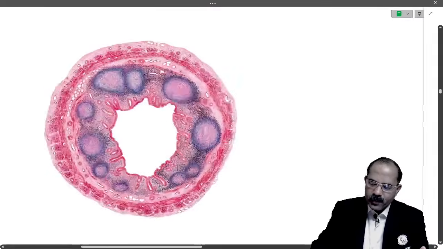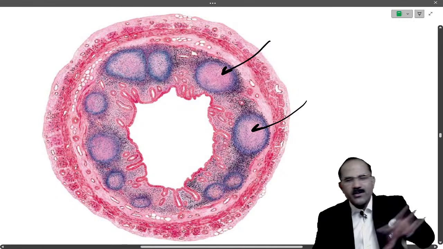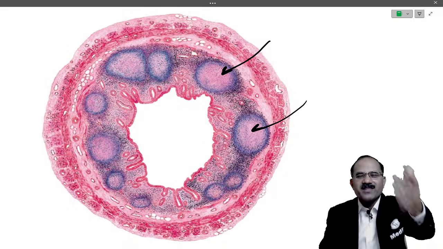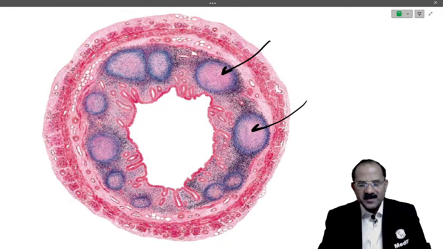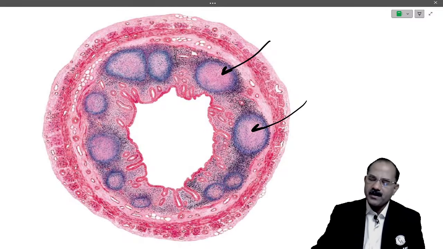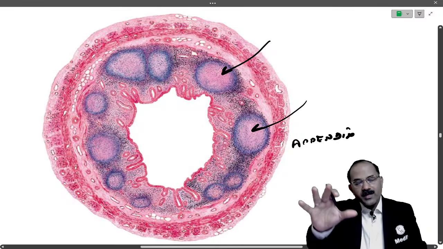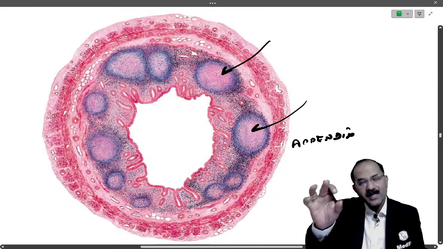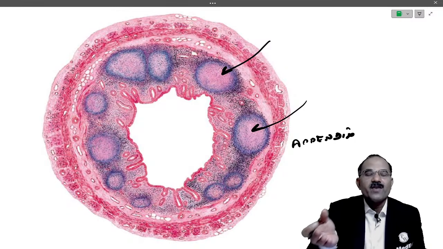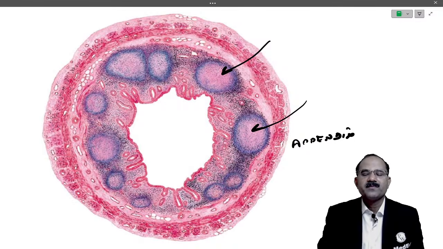And I find plenty of goblet cells with lymphoid follicles in that. I know this is a slide of colon, plus I find lymphoid follicles in it. What is this? Any guesses? Appendix. This is appendix. So lymphoid follicles and villi, that is ileum. Lymphoid follicles and plenty of goblet cells, it's a slide of appendix, right? So be clear about all this.